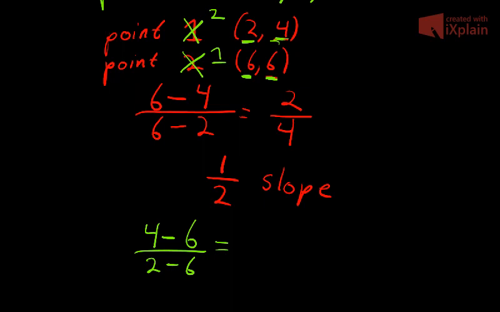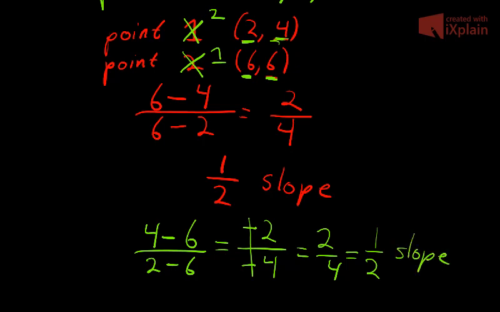And that's going to give me 4 minus 6 is negative 2. 2 minus 6 is negative 4. And negative 2 divided by negative 4, the negatives cancel out, and I end up with 2 over 4, which is equal to a 1/2 slope.